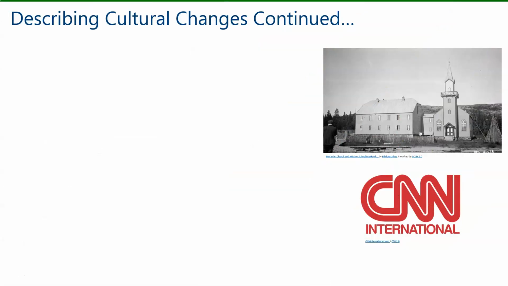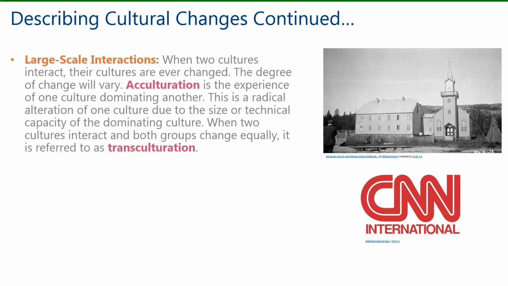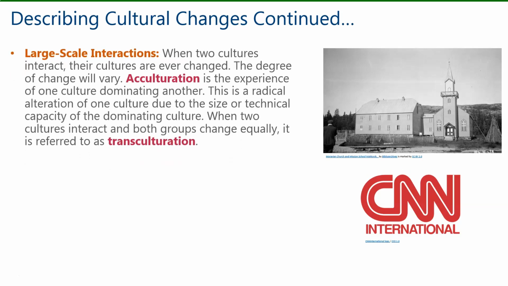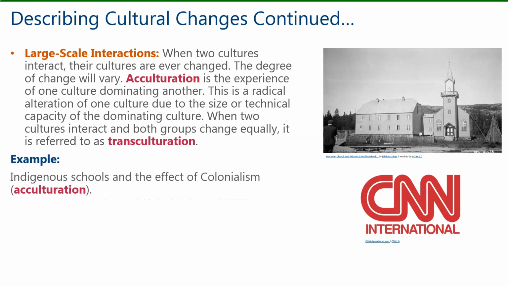The final cultural change we're going to talk about is called large-scale interactions. This occurs when two cultures interact and their cultures are forever changed. The degree of change will vary, but ultimately both cultures are forever different. Acculturation is the experience of one culture dominating another. This is a radical alteration of one culture due to the size or technical capacity of the dominating culture. When two cultures interact and both groups change equally, it is referred to as transculturation.